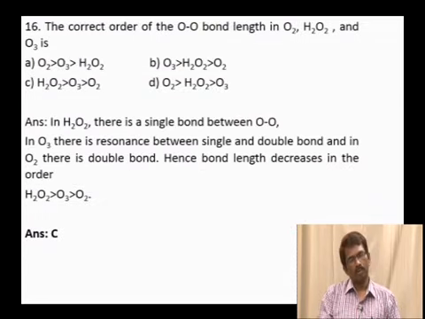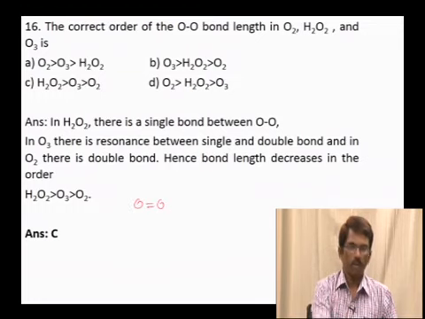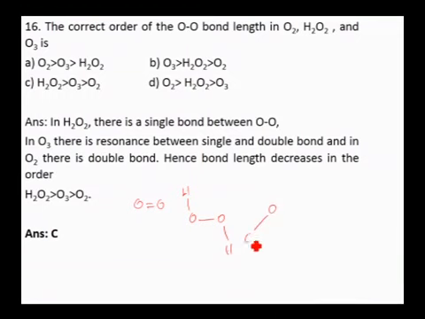Into 16, the correct order of O-O bond length in oxygen, H2O2 and O3 are, the options are given. You know, in the O2 molecule there is a double bond between two oxygen atoms, and the structure of H2O2 can be written like this. You have got a single bond between two oxygen atoms, whereas in ozone you have got a partial double bond because of resonance. Obviously a double bond will be shorter than a single bond, and since ozone has got a partial double bond, ozone is a triatomic molecule and has partial double bond.